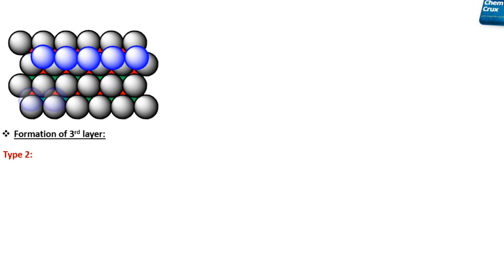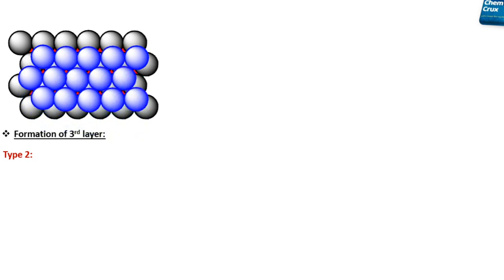There are two types of voids. One is the red colored and the other is the green colored. The second layer is formed by covering the green colored voids with blue colored spheres. So you can see the second layer formation by covering the green colored voids, right? Now in the second layer we can see the red colored voids as well as the newly formed blue colored voids.